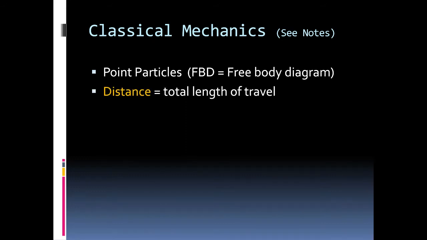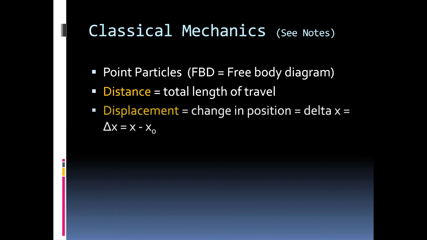Distance again, total length traveled. Displacement, change in position, or delta x. The change in x equals x minus x naught, or x sub 0. You could also write that as x sub 2 minus x sub 1. I like to use just x for the final position and x naught as the initial position when you start your timer at t equals 0. So delta x equals x minus x naught.